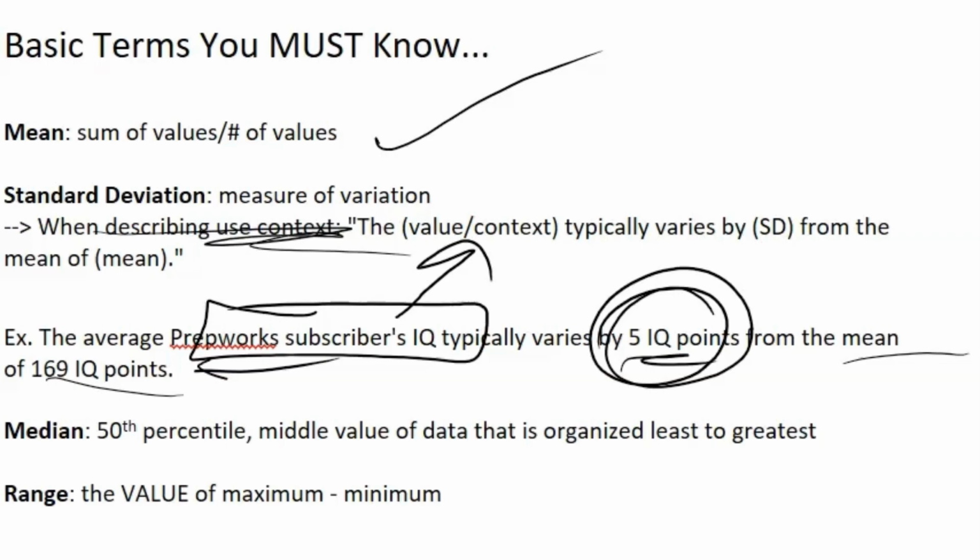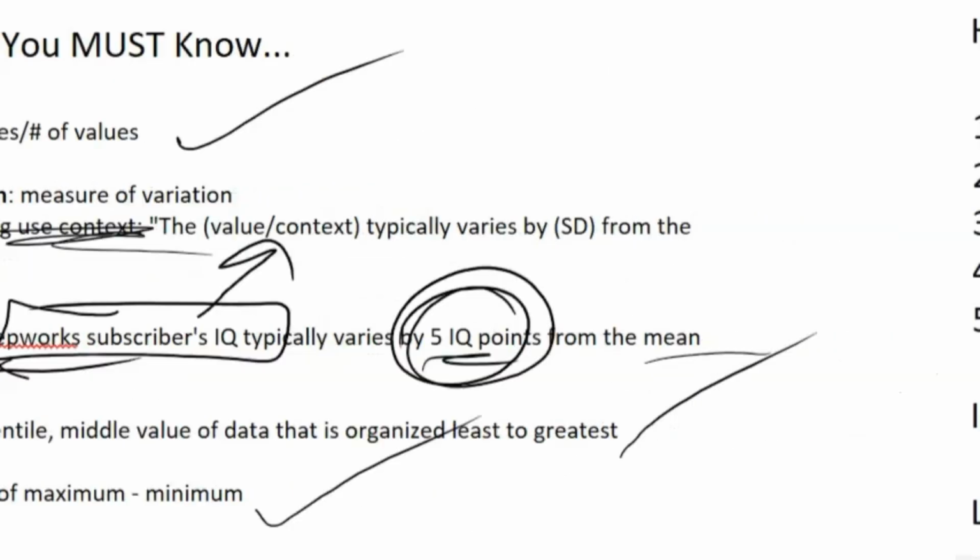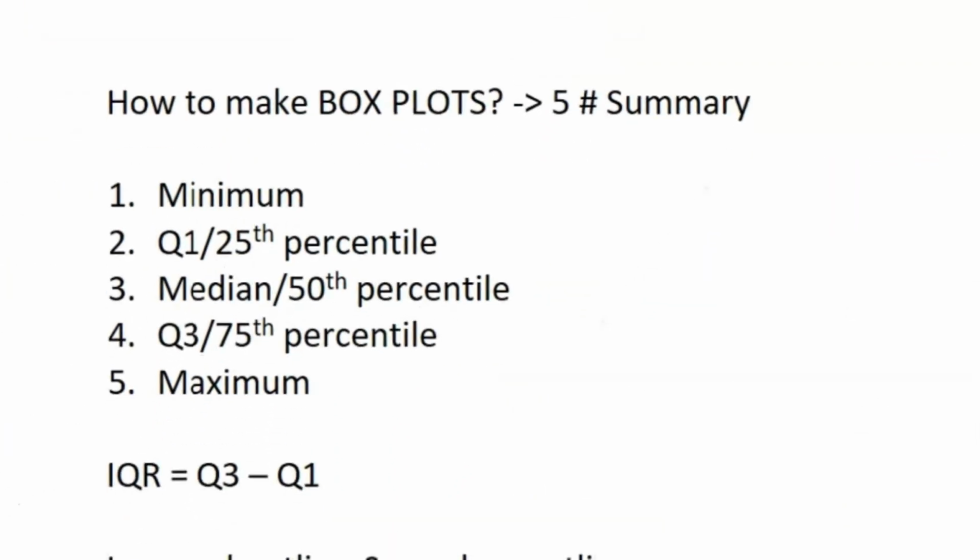The median is just the 50th percentile. So that's where if you have data, you organize it from least to greatest and then look at the value in between, right? You probably heard of that. And range is just the value, not the interval, the value of max minus min in your data set.